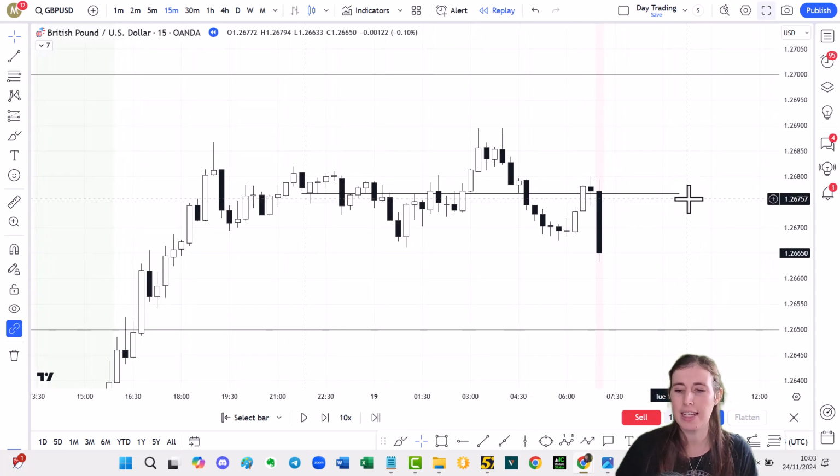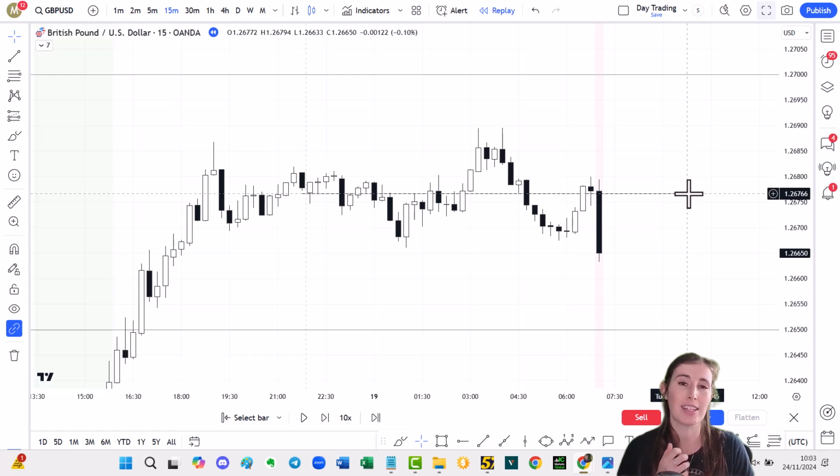So we've got the current daily open. Now there are some more key levels that I would like to incorporate, and that is the previous daily high and the previous daily low. You could do this manually. I prefer to use an indicator simply just to speed things up.